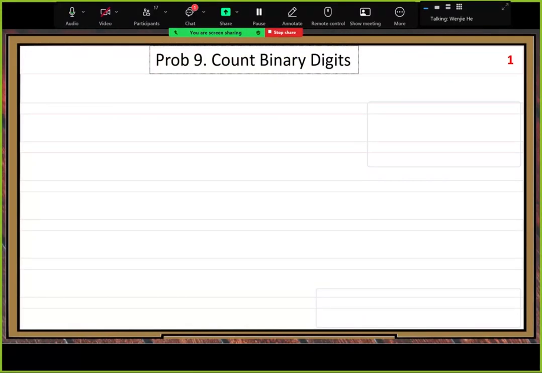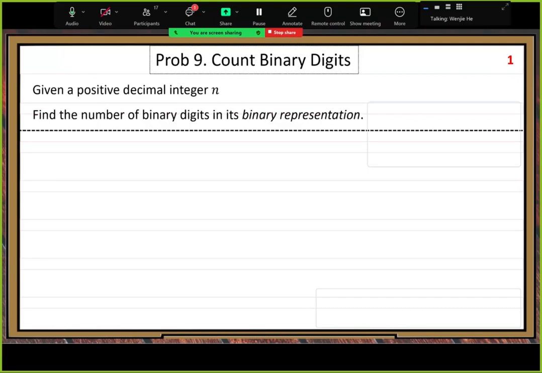So let's start our problem 9: count binary digits. Given a positive decimal integer n, find the number of binary digits. Binary digits we call bits, right? So bits in its binary representation. This question is related to the topic of this part, variable size reduction.